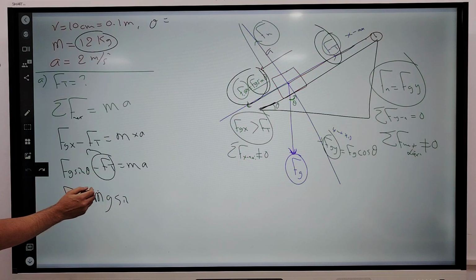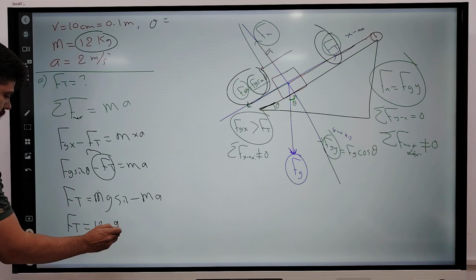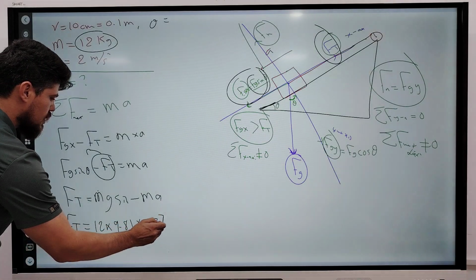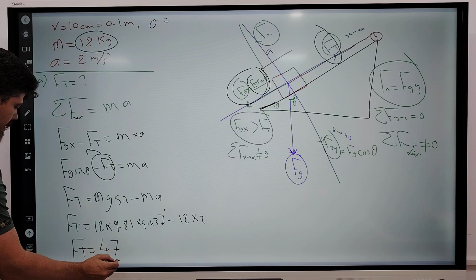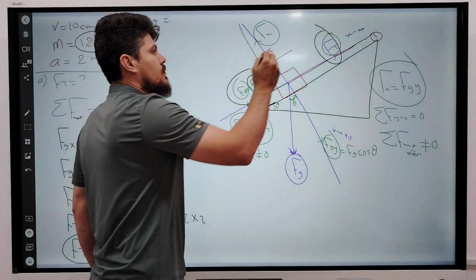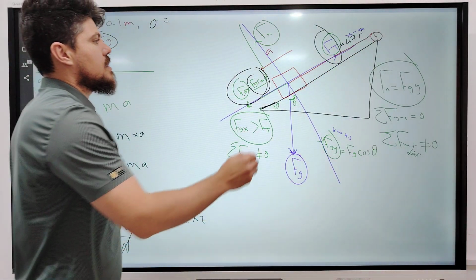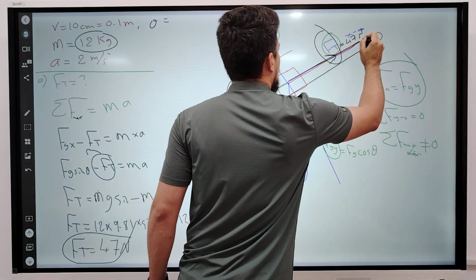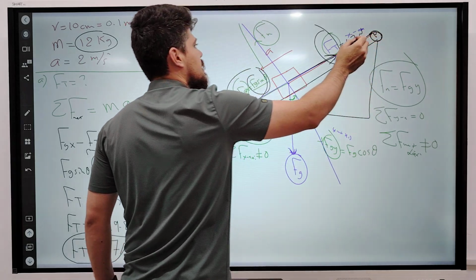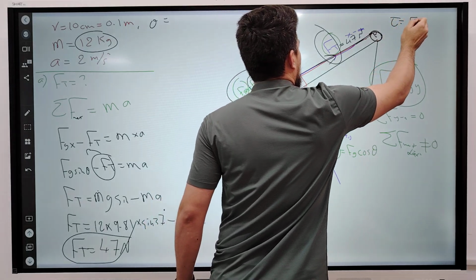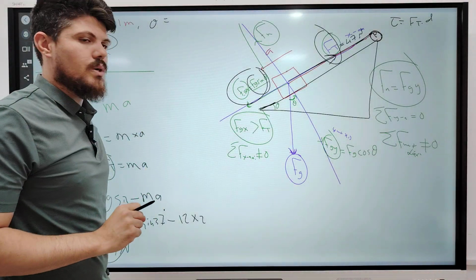I rearrange the equation. Ft is equal to mg sine theta minus ma. Now replace mass 12, gravity 9.81, sine 37 minus 12 times 2. Ft is equal to what? Approximately 47 Newton. The tension force that is acting on this object is equal to 47 Newton in this direction. Okay, what is this? This is the tension force that is acting on this wheel. Okay, now do we have a force on the wheel? Yes. Do we have radius? Yes. So it means that the torque acting on this wheel is equal to Ft times d. Okay, I hope you understood well, because it is a very good question.